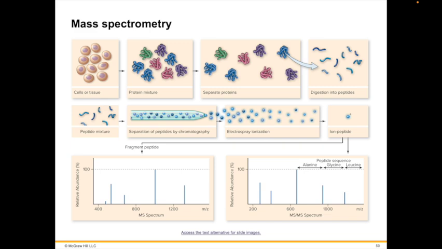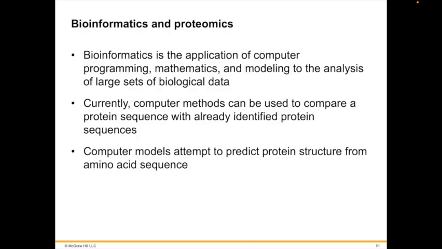If you look here, it goes through the process of mass spectrometry, which is used to analyze proteins. The proteins can be isolated from the cells or tissue and partially separated using gels or biochemical techniques. So you see the cells, the protein mixture, separated proteins, then the digested peptides, the peptide mixture, the separation of peptides by chromatography, the electrospray ionization, the ion peptide, and the fragment peptide to yield the peptide sequence. And that's how mass spectrometry works to analyze proteins.